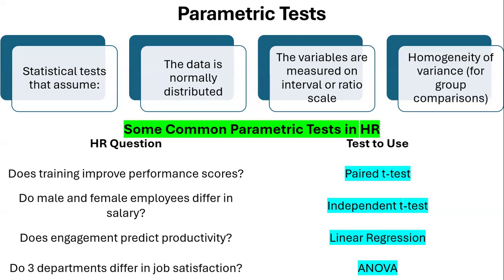So these are the basic assumptions about parametric tests. And for that reason, parametric tests can be used in analyzing several questions that may bother an HR practitioner, including a question on, does training improve performance scores? If you are trying to compare the performance scores before and after training, then you can use a parametric test that we call paired t-test.